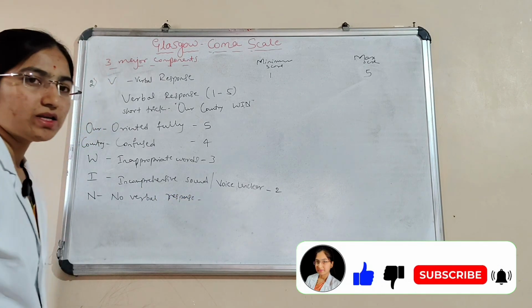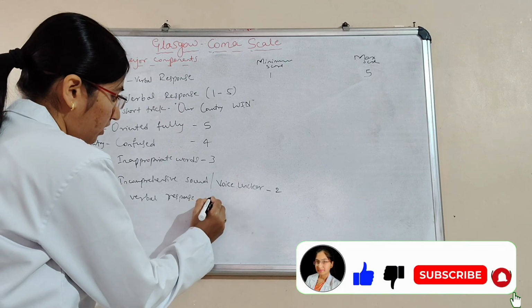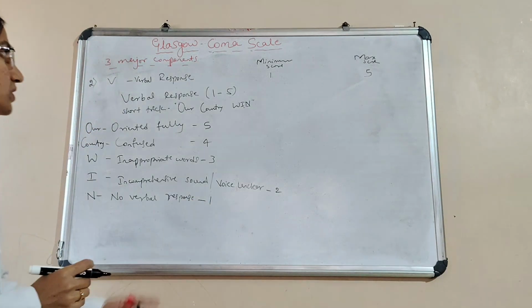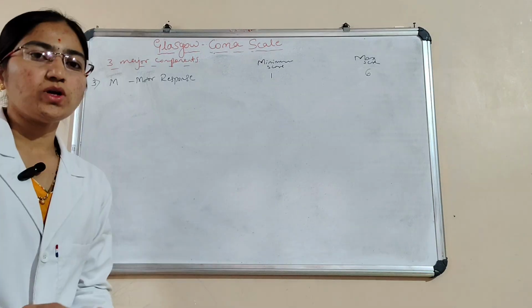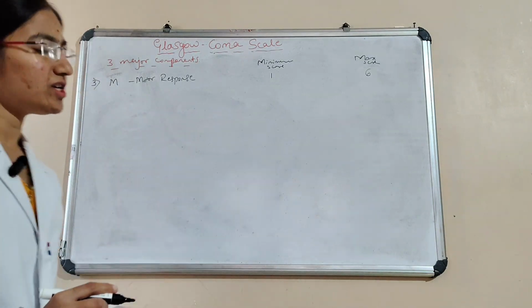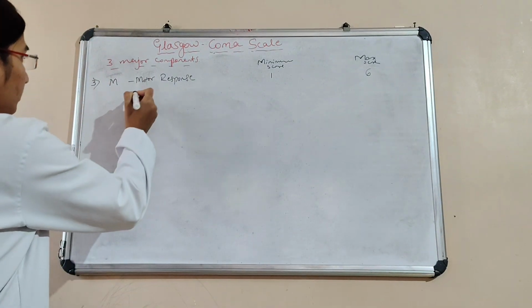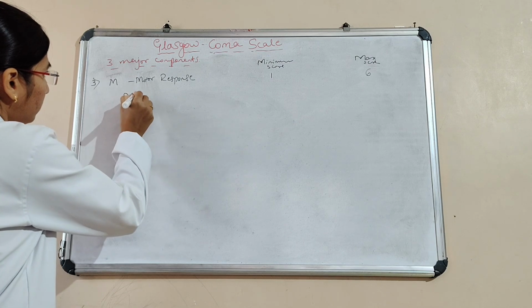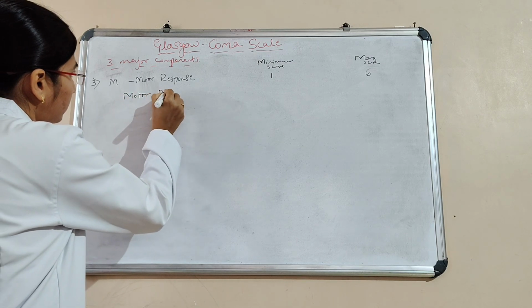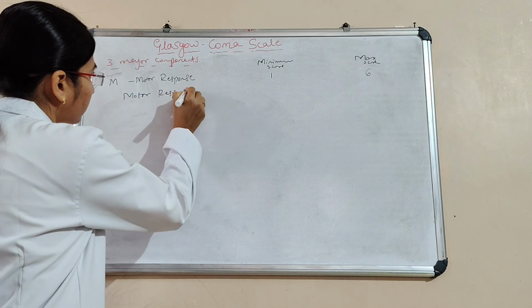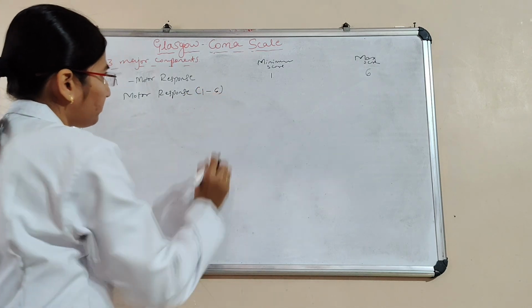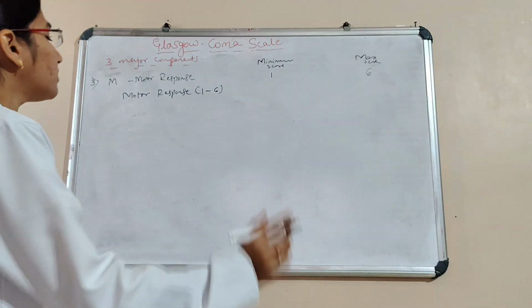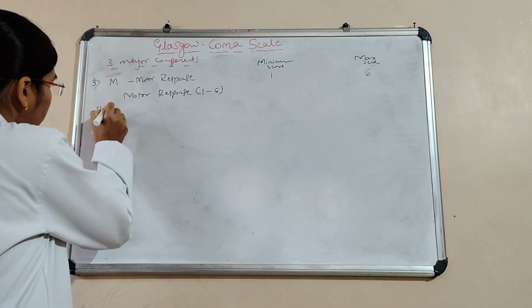And then for this we can give the minimum score, that is 1. This is about the verbal response. Next we'll see the motor response. Here, minimum score is 1, maximum score is 3. Here also one trick is there. We can remember with that short trick.